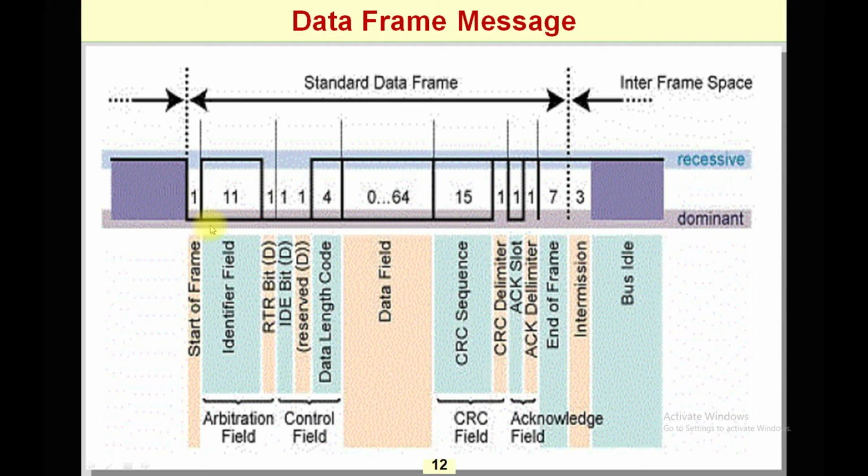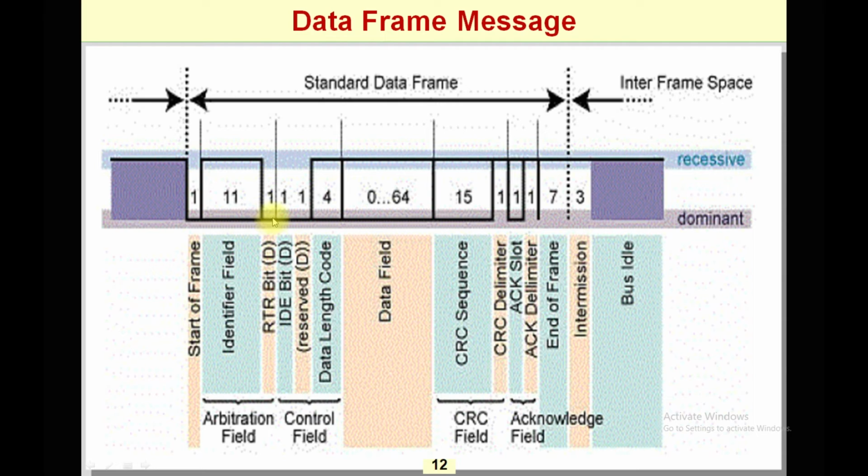Next to the start of frame, the competing nodes will understand whom to give the bus based on the arbitration and message priority. One node will catch the bus. Which node will catch the bus? The node with the highest priority message ID will catch the bus. All other nodes will leave the bus.